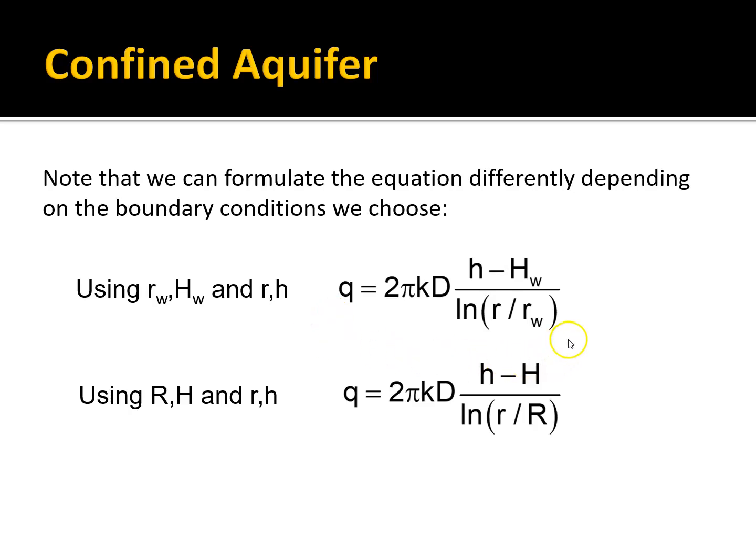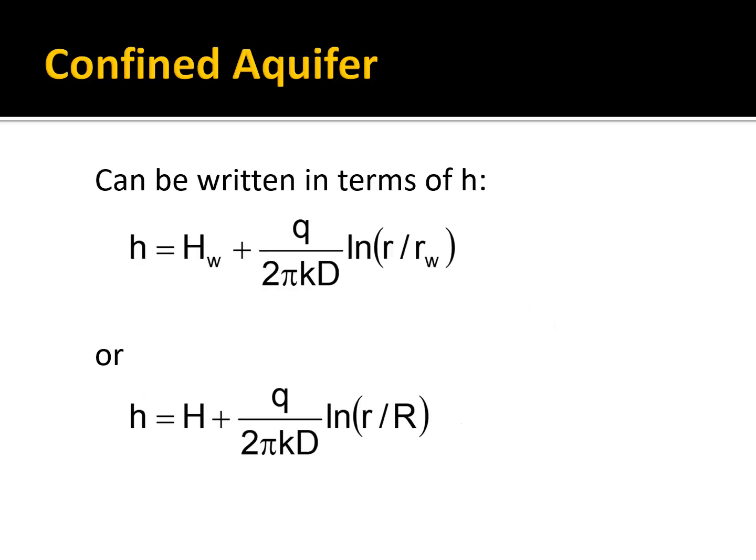And if you do that, you now have an equation for Q as a function of this variable H and R. Or instead of using the radius of the well and the head at the well, if you use the radius of influence and the initial head, you can get a similar equation here. Now, why is that important? Because we can rearrange that equation and solve it in terms of H.